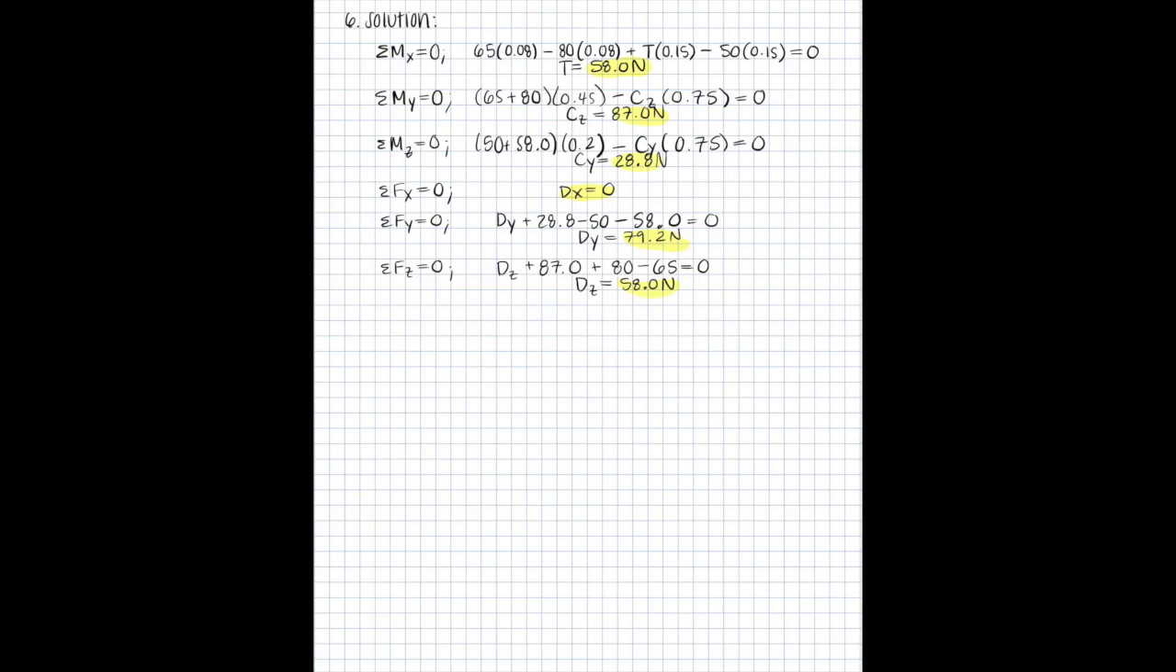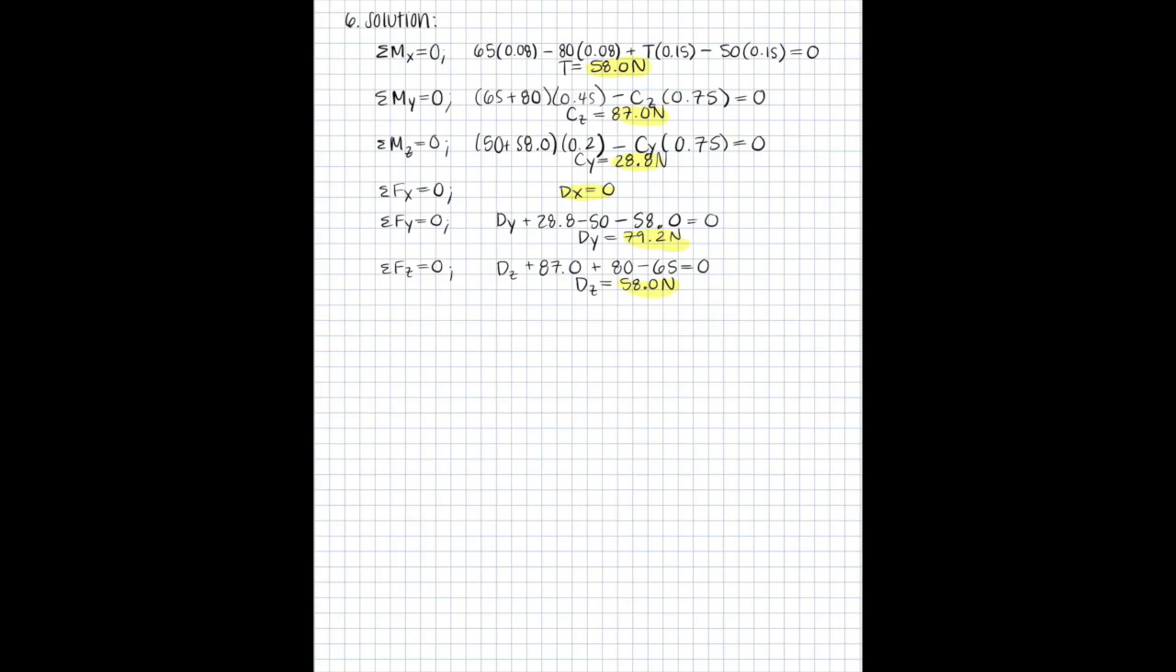So you set the moment about X equal to 0, and that would be 65, the force times the diameter, minus 80 times the diameter as well, plus tension times diameter minus the force times the diameter, which equals 0, and that gives us the tension to equal 58.0 newtons.